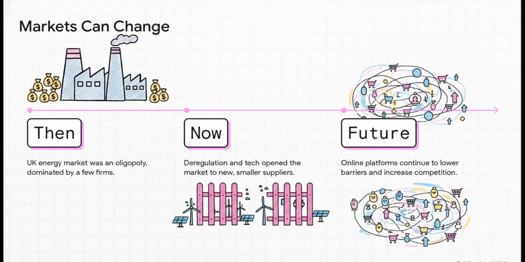And here's a really important point. These structures aren't set in stone. They can and do change over time. Take the UK energy market. It used to be a textbook oligopoly, run by a few big players. But then, policy changes and new tech like smart meters came along and totally shook things up, letting smaller, newer companies get in on the action. It's a perfect example of how technology and government rules can completely redraw the map of an industry.